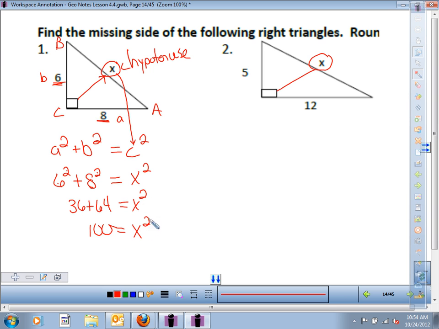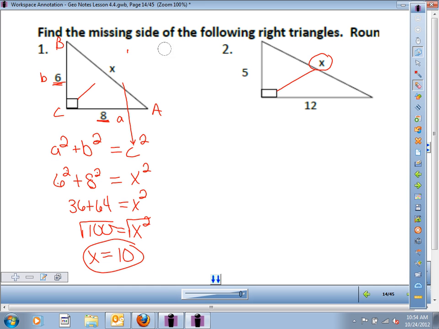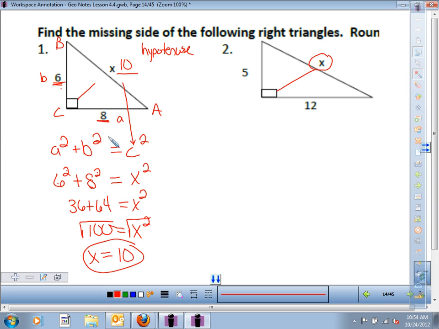Now you hopefully remember this from algebra. To get rid of a square, the inverse operation of squaring something is to take the square root. So we're going to take the square root of each side. The square root of 100 is 10, and that's your answer. So the length of this third side, the hypotenuse up here, is 10. Now what I told you about the hypotenuse is that it's the longest side. So if you look at your triangle now, is 10 the longest side? Is it longer than 6 and 8? Yeah. This is a huge right triangle right here, the 6, 8, 10 right triangle.